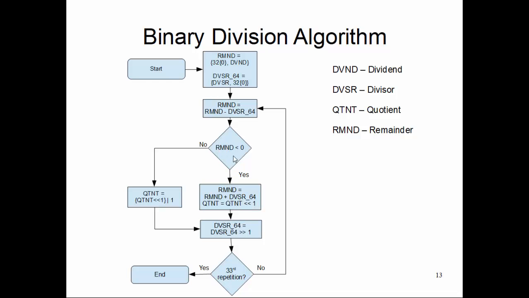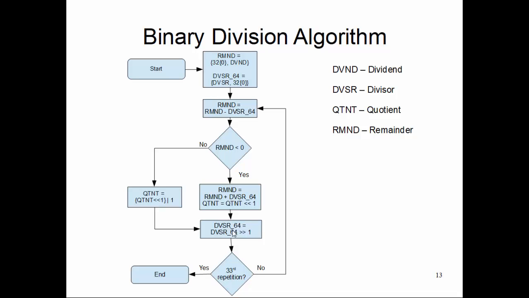Now, if the remainder is not less than 0, meaning it's 0 or positive, then we insert 1. So we left shift the quotient and OR with 1. That will insert a 1 into the LSB position of the quotient. And of course, the next step is to right shift the divisor 64-bit register one position to the right. Okay, this is a right shift.